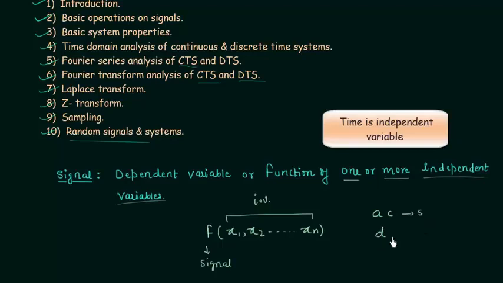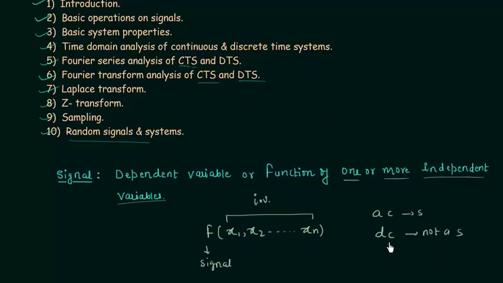And if we talk about the direct current, it is not a signal because the current is constant, it is not changing with change in time, so it is not a signal. We are not getting any kind of indication in case of direct current because the current is constant. So this is the difference between signal and the quantities which are not a signal.